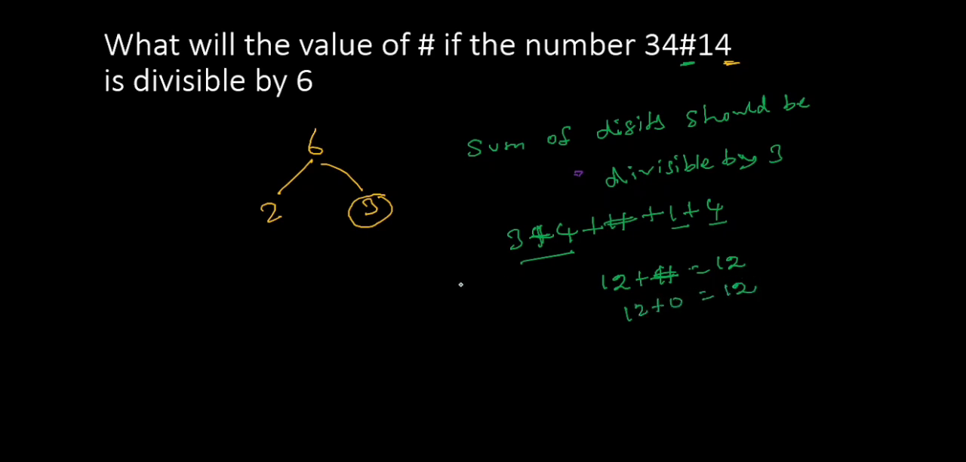So now the hash value can be replaced by 0. So the answer is 3, 4, 0, 1, 4. Okay, now let us check whether it is divisible by 6. 6 5s are 30, remainder is 4. 4 plus 0, 40. 6 6s are 36, remainder is 4, then it goes to 41, 6 6s are 36, remainder is 5, 54, 9 6s are 54. So exactly this number is divisible by 6 now. So 3 4 0 1 4 is the number.